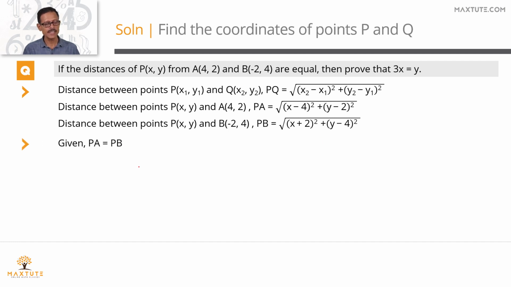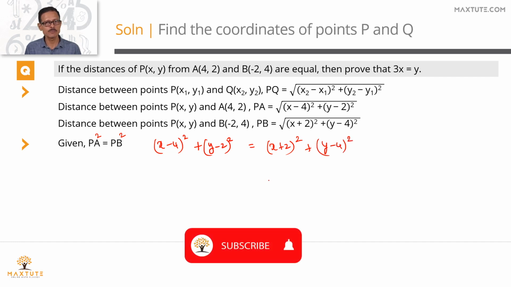The question says PA equals PB, which means the square of PA should be equal to the square of PB. So let's square this. PA square, the square root goes off, is going to be x minus 4 the whole square plus y minus 2 the whole square. PB square, the square root goes off, will leave us with x plus 2 the whole square plus y minus 4 the whole square. So expand and solve and see whether you are able to get to this relation.